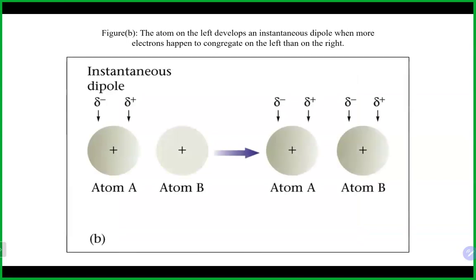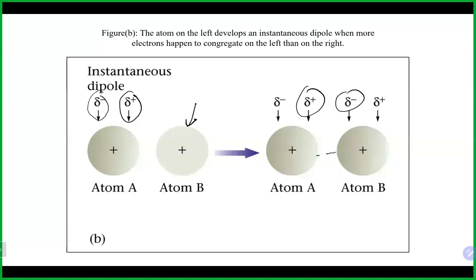So here's an example of an instantaneous dipole. Again, a nonpolar molecule, electrons kind of separate out, get a temporary charge, going to influence this other nonpolar molecule to get a charge. And now the positive side of one and the negative side of the other are going to be able to be attracted to each other temporarily.